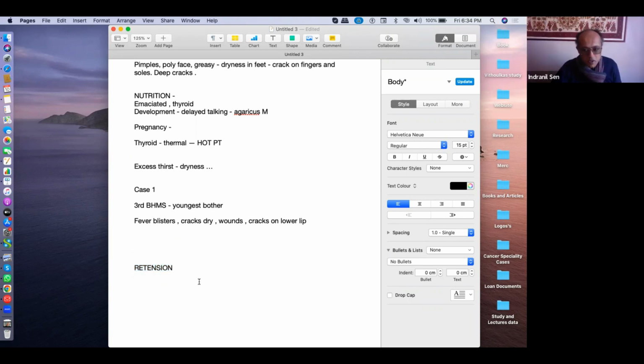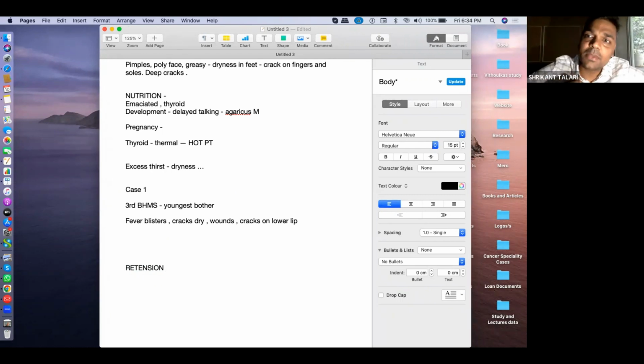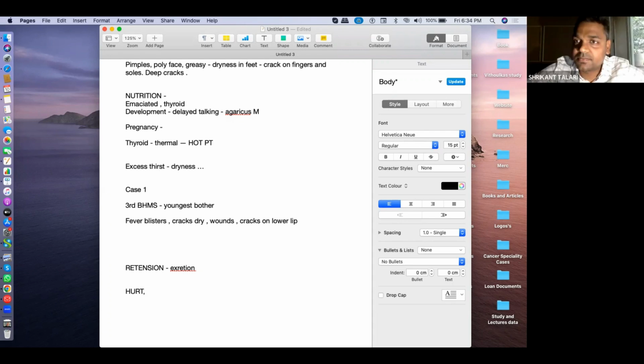I was just going to say the mental symptoms are, I know Natrums are very, very reserved. They don't like to share anything. So you see the same retention and excretion. Same thing you'll see in mind also. So what do they retain? They retain hurt. They retain emotions. What kind of emotions? Bad emotions, sad emotions, that they retain.